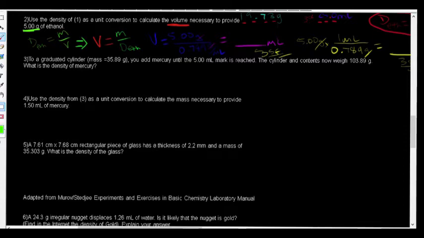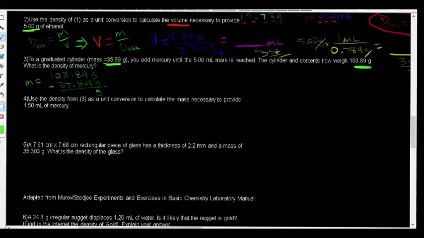Okay, same thing here. Same thing in number 1. To a graduated cylinder that has a mass of this, you add mercury until the 5 milliliter mark is reached. The cylinder and contents now weigh this. So we know our mass is going to equal 103.89 grams minus 35.89 grams equals however many grams. And I'm going to do the math on this one.